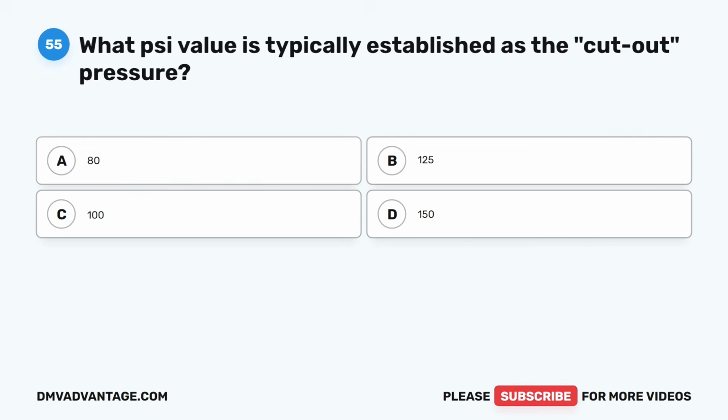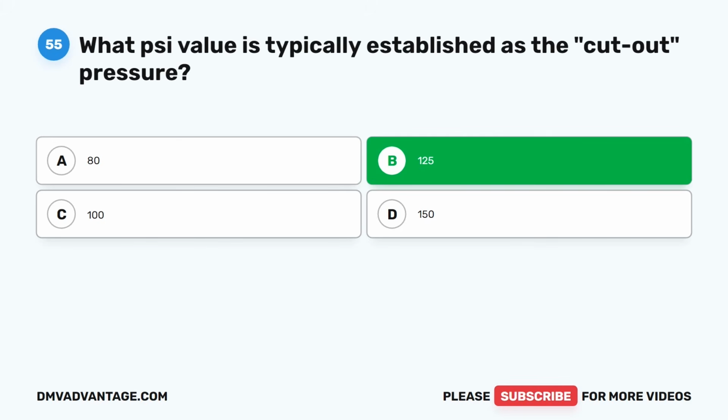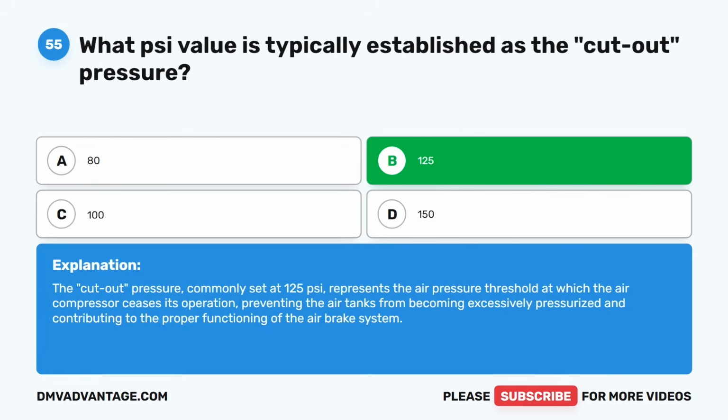Question 55. What PSI value is typically established as the cutout pressure? A. 80. B. 125. C. 100. D. 150. The correct answer is B. 125. The cutout pressure, commonly set at 125 psi, represents the air pressure threshold at which the air compressor ceases its operation, preventing the air tanks from becoming excessively pressurized and contributing to the proper functioning of the air brake system.